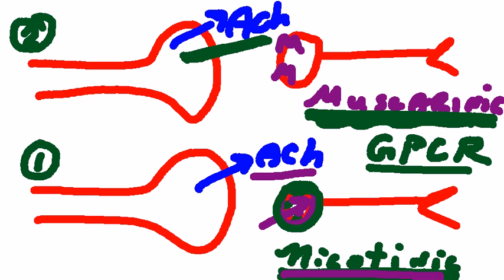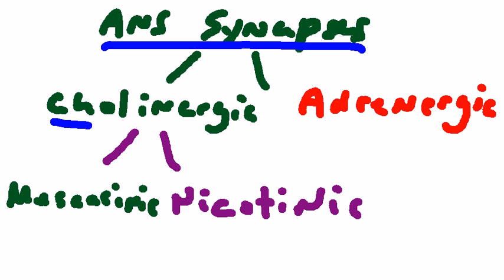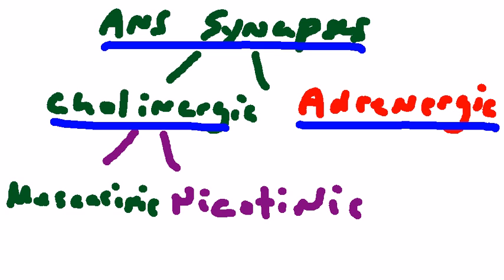synapses. So all the synapses in the autonomic nervous system can be divided into those that are cholinergic versus those that are adrenergic. And we talked about this earlier because it turns out that both synapses in the parasympathetic nervous system are cholinergic, whereas only the first synapse in the sympathetic nervous system is cholinergic, and then the second synapse in the sympathetic nervous system is adrenergic.